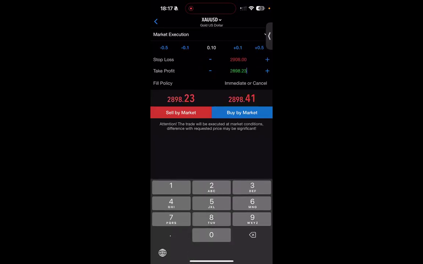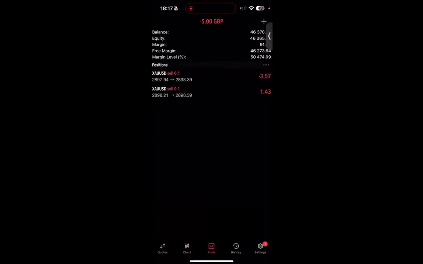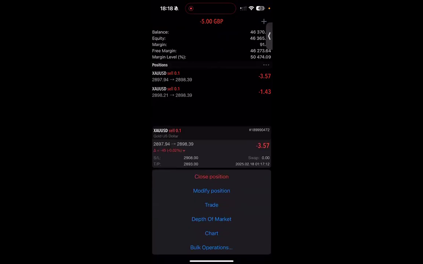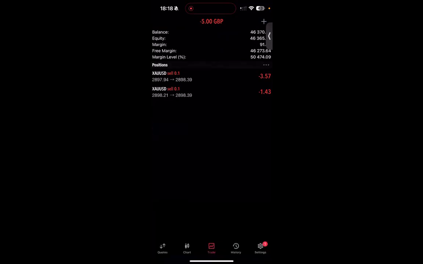Now, the take profit is the only thing that changes. So if you want to put in the second take profit, the TP2 was 2,885, and then I'm going to click sell. So same trade idea, selling gold at 2,900, but now we've got one entry where if it comes and hits 2,893, it's going to automatically close that trade.